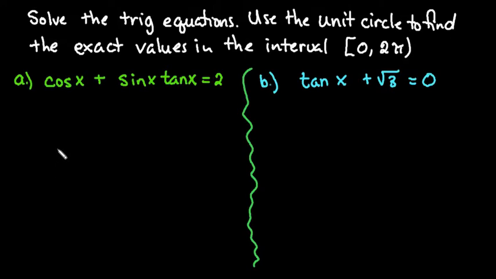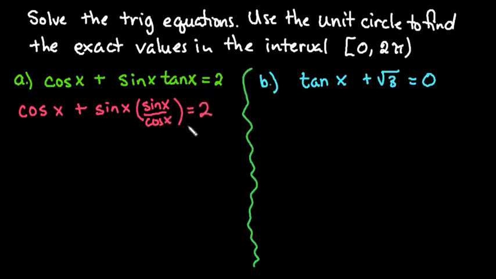So the first example that I have is cosine x plus sine x tangent x equals 2. My advice to you is whenever you have something complicated like this, I would try to rewrite it in terms of just one trig function. So the first thing that I'm going to start with is I'm going to rewrite tangent in terms of sine over cosine. So if you remember that tangent is really sine x divided by cosine x, and this equals 2. So now we're going to simplify again. So for this we have cosine x plus sine squared x over cosine x equals 2.